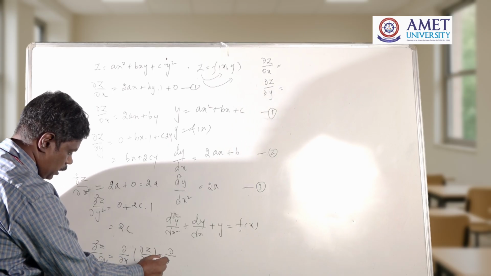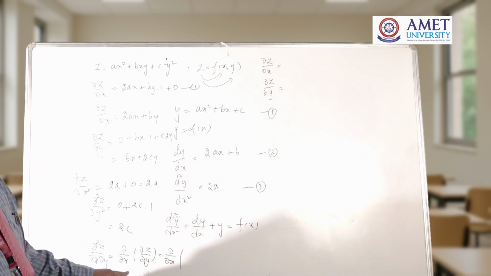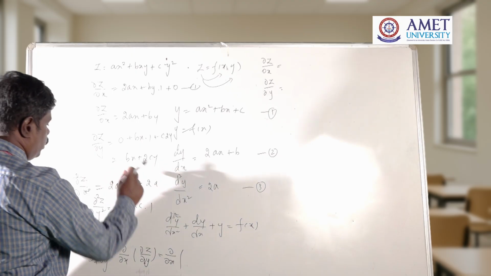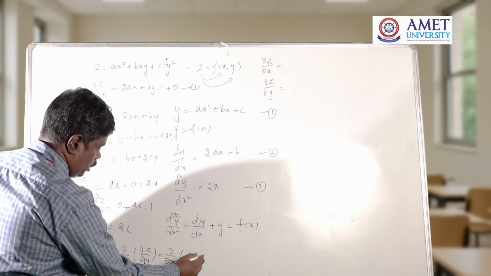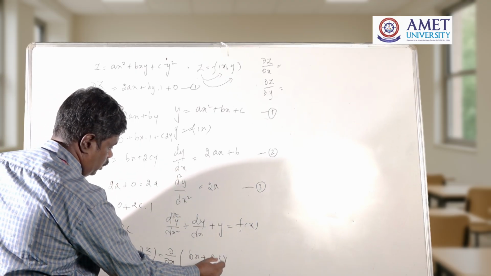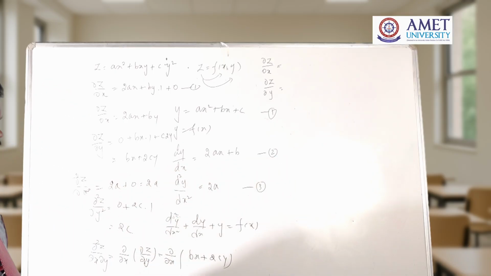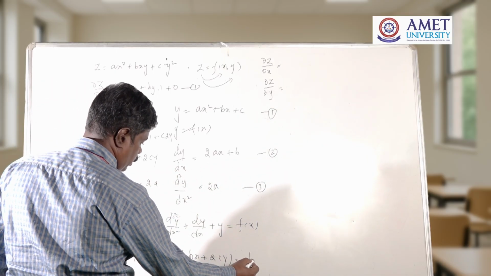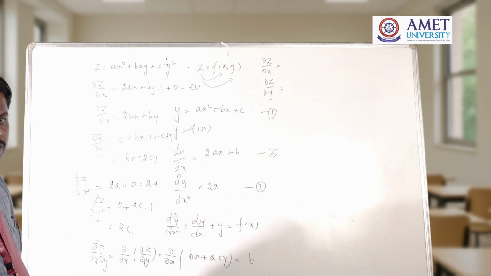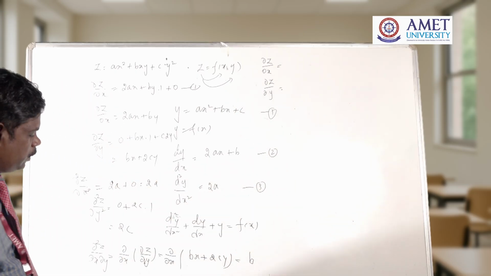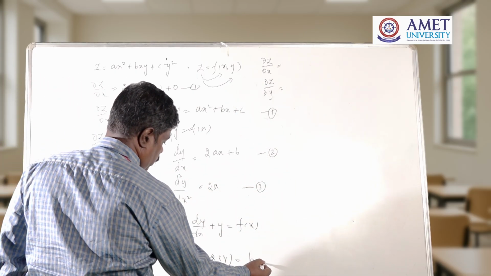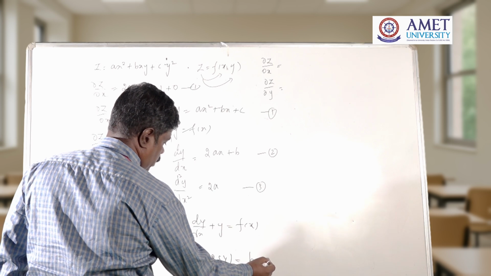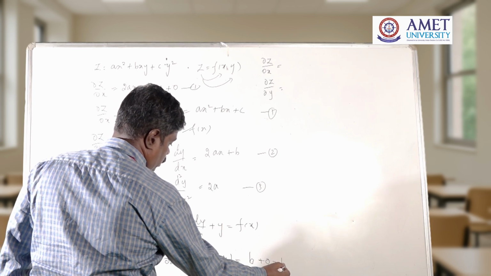∂/∂x of what is ∂z/∂y? ∂z/∂y is equal to bx plus 2cy. Now, if you differentiate with respect to x, this is only b. Why is it b? Because the x differentiation is 1, and this term is totally 0 because it is a function of y only. So only b.